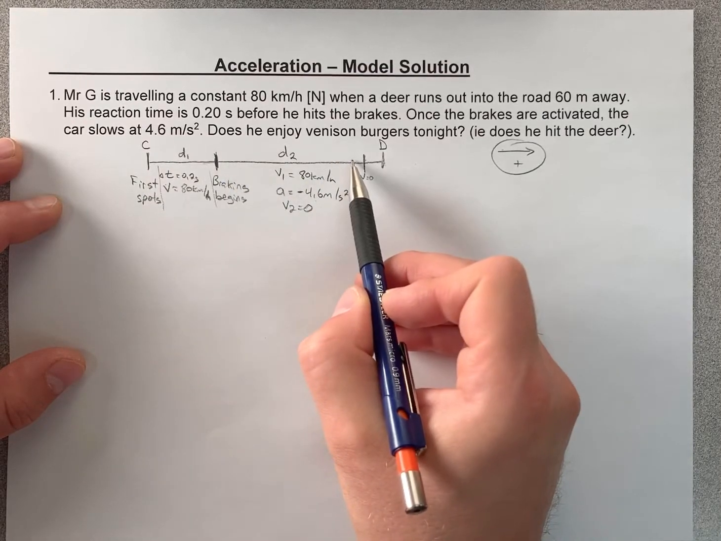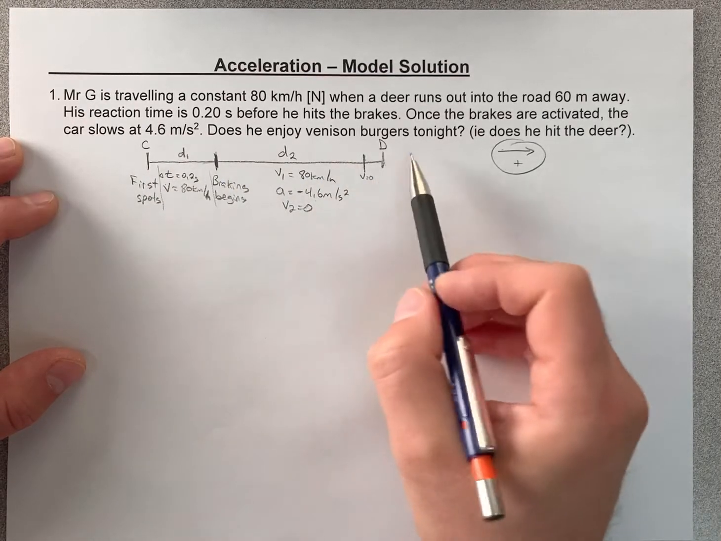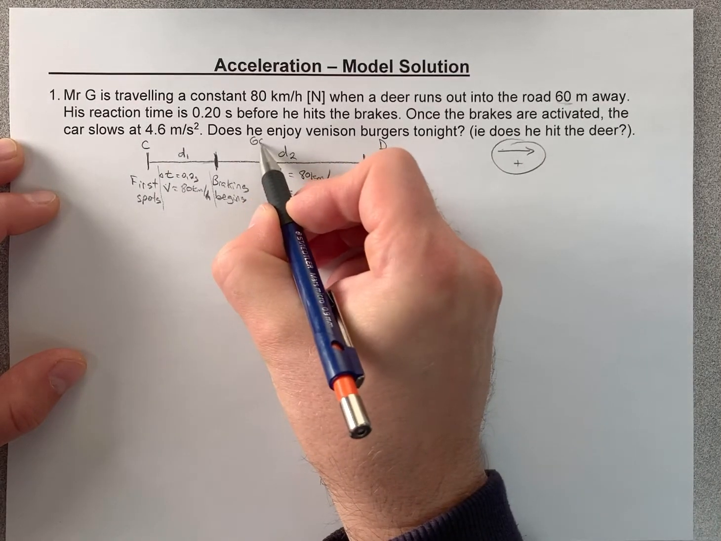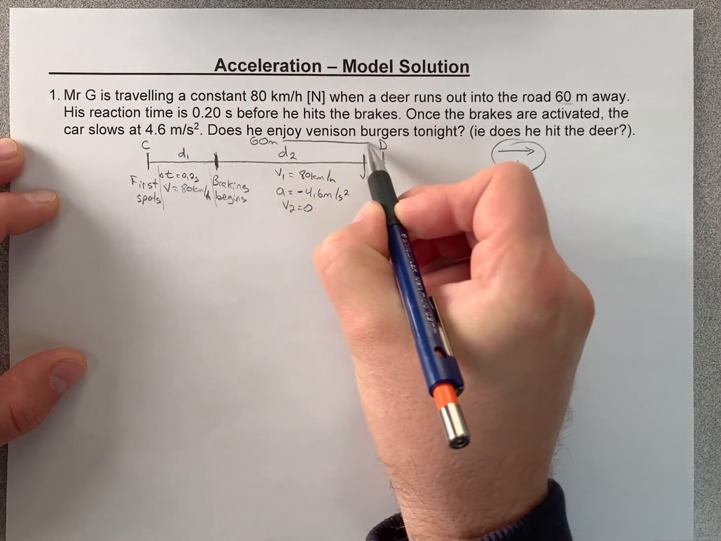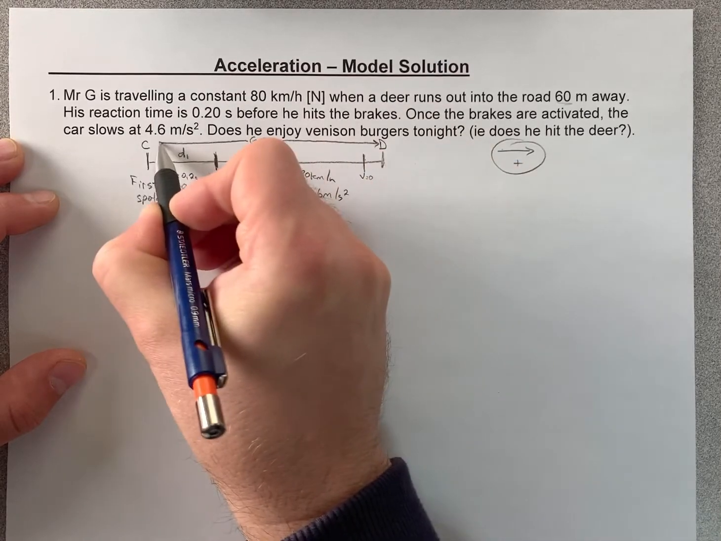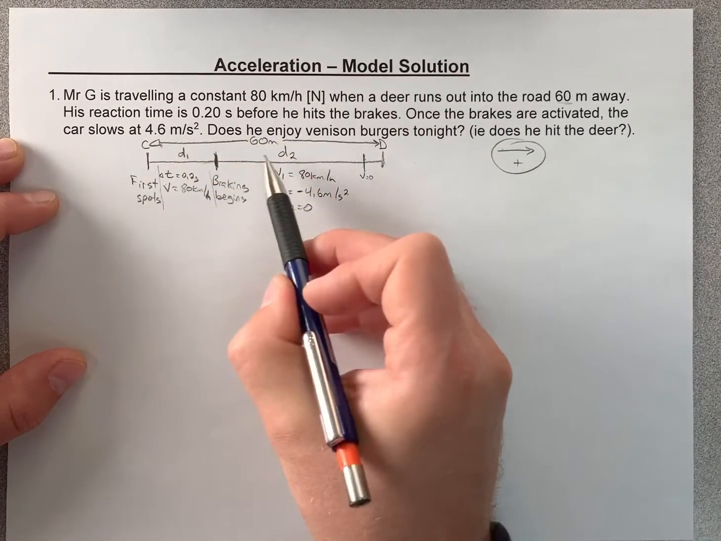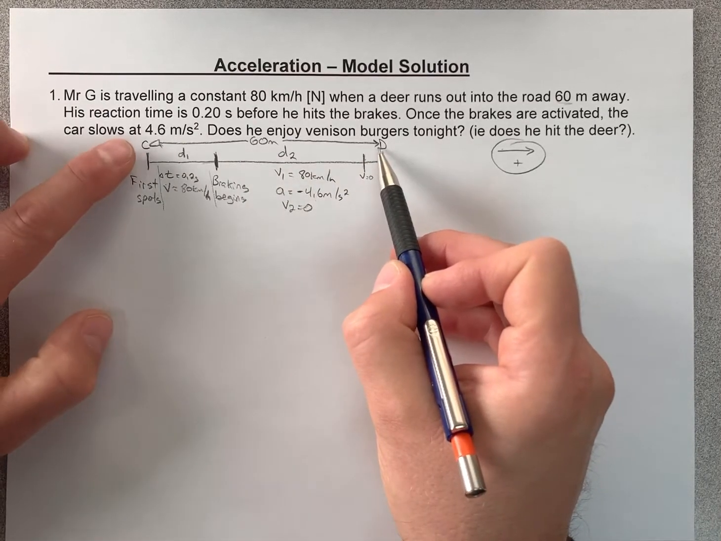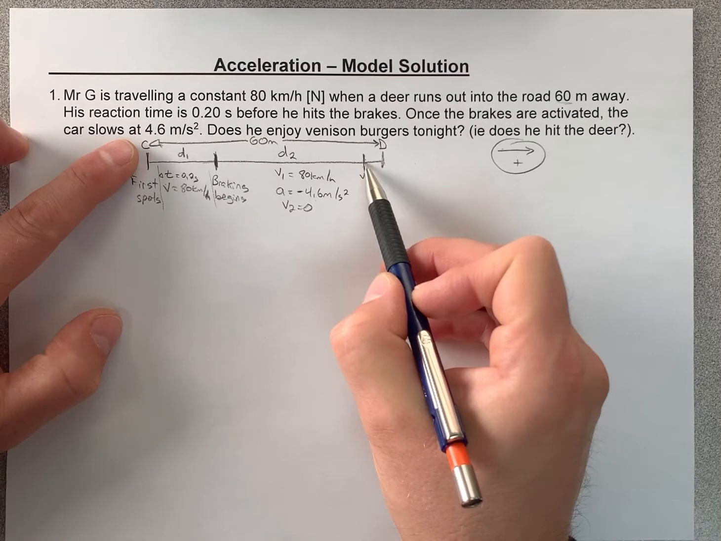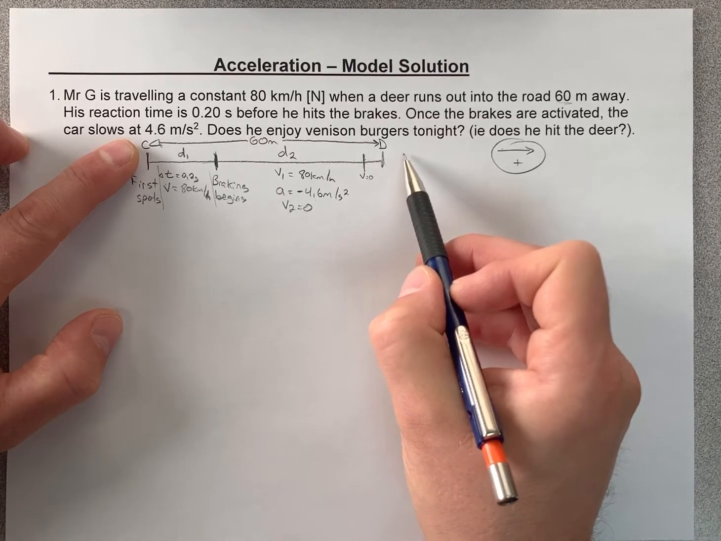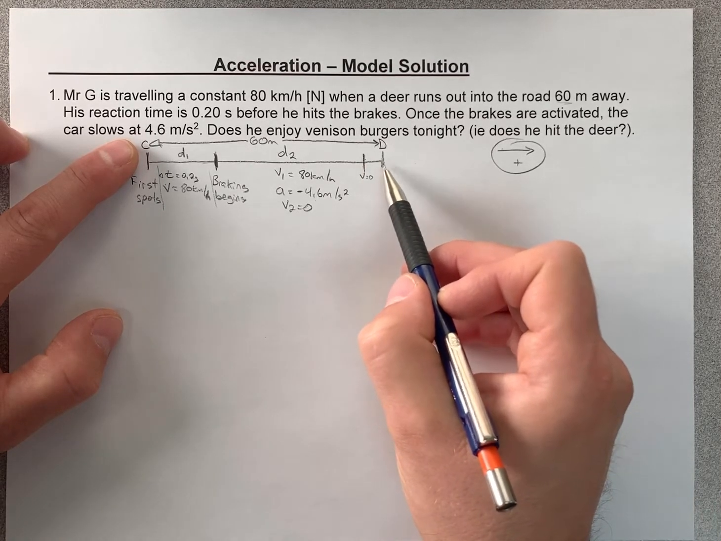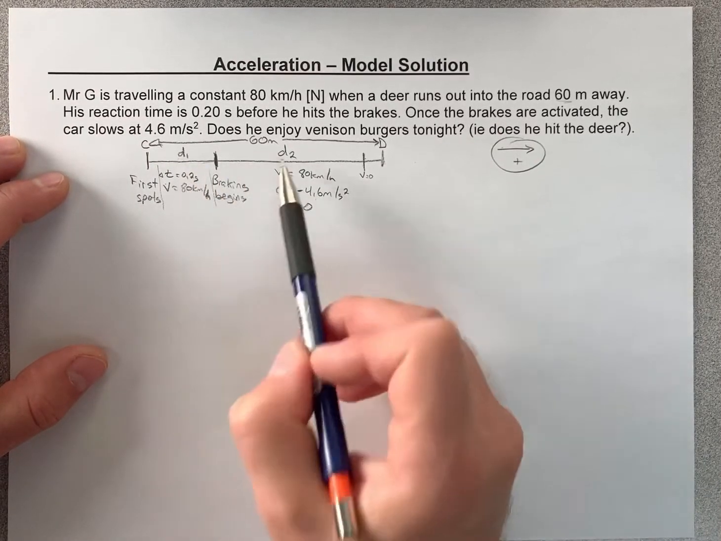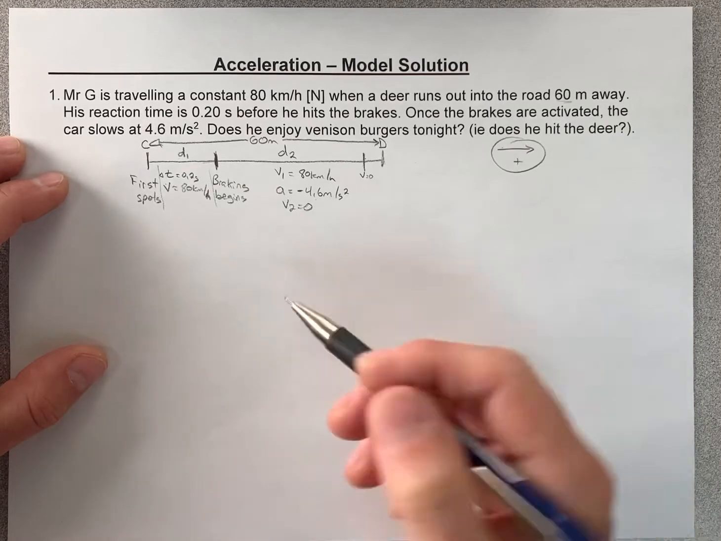Really, my question is this. Is D1 plus D2 less than the 60 meters? Remember, from the car to the deer is 60 meters. That's all the way to the deer. Does D1 plus D2, the distance that I actually cover, come out less than 60 meters, in which case I do stop here, or greater than 60 meters, in which case I wouldn't stop until here, which must mean I would have hit the deer? So that's our goal, to find out what D1 plus D2 is. Let's see what we can find.